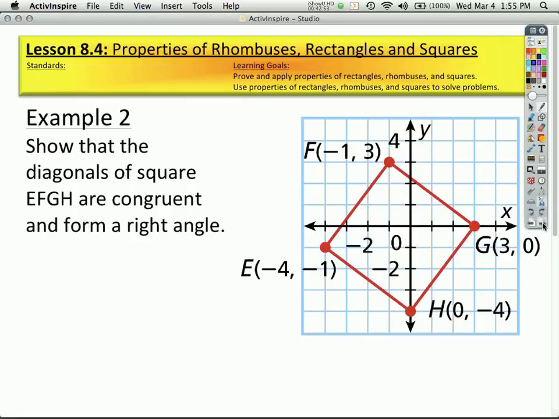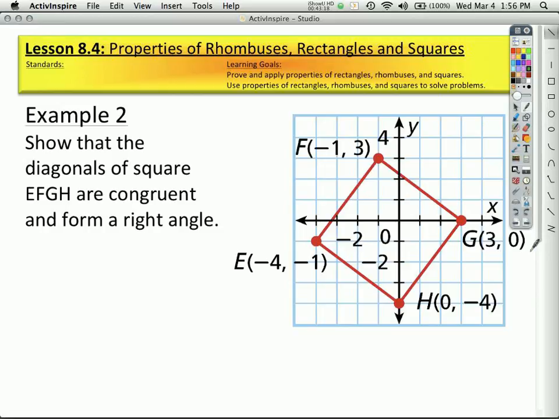And what I would like to do together with you is to show or to prove that the diagonals are two things. The diagonals are congruent to each other and that they're going to form a right angle. So go ahead and take a moment to get the picture down, and then we'll include the new details.